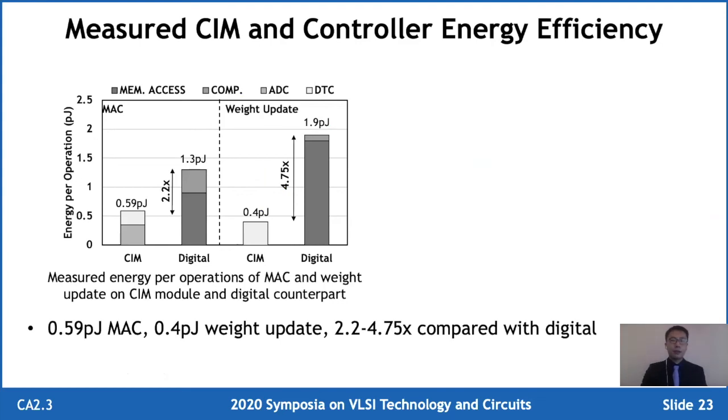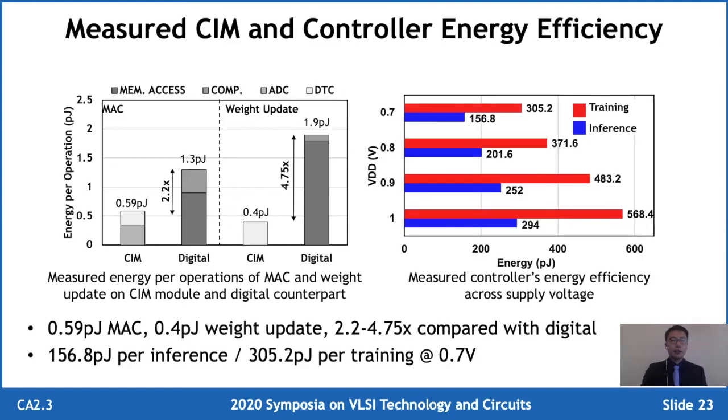This slide shows the measured computing in memory module for the controller. On the left, it shows energy per operation for the computing in memory module versus the digital module at the same bit precision. Operations of MAC and weight update are measured and compared. For our computing in memory module, it consumes around 0.6 picojoules for MAC and 0.4 picojoules for weight update, which is 2.2 to 4.75 times better compared with digital. Looking at the energy breakdown, this saving comes from the fact that computing in memory totally eliminates the memory access for reading, multiplication, accumulation, as well as weight update.